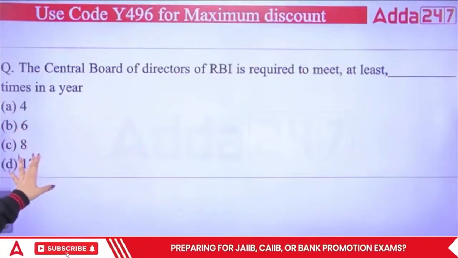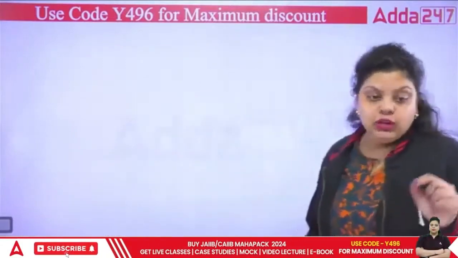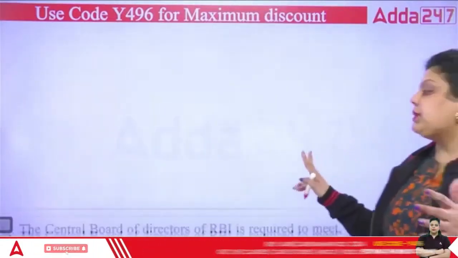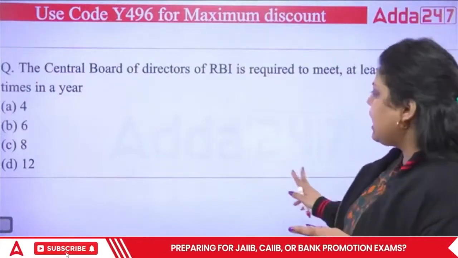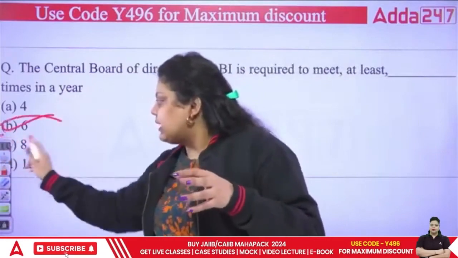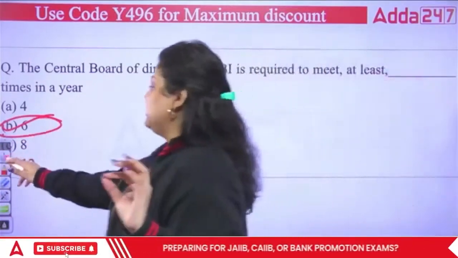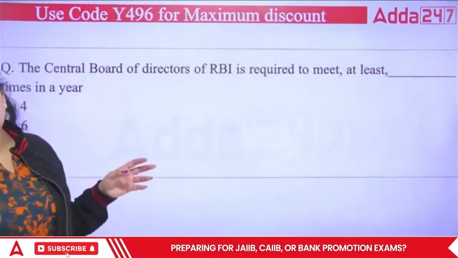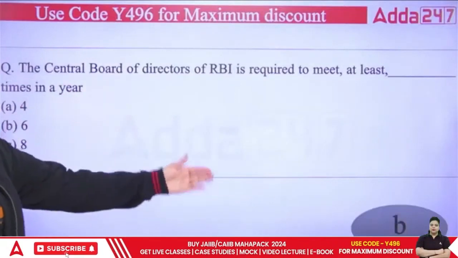If the Central Board of Directors of RBI have to meet in a year, this is the minimum requirement that has been given. This is the duration for which they have to meet, and that will be 6 times in a year. It is the minimum, this should happen. More than that can be done by the Central Board of Directors, but at least 6 times is required. So your right answer will be B.